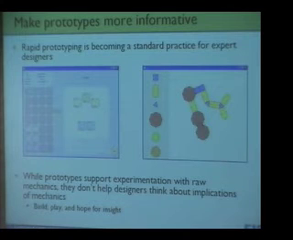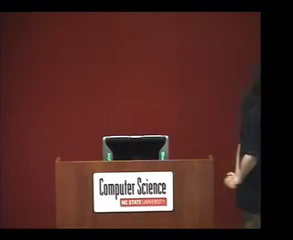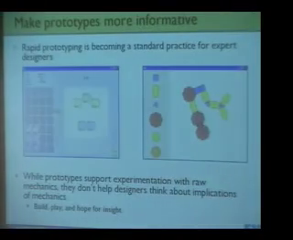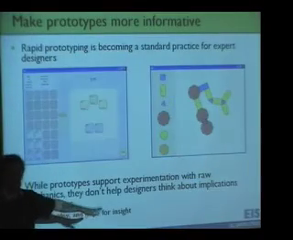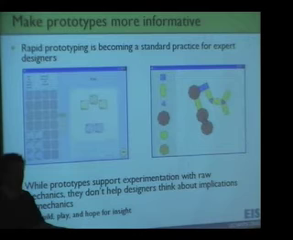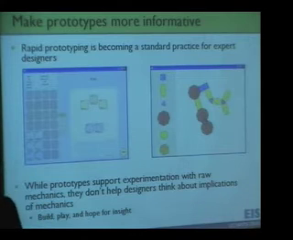It's great that prototypes allow this experimentation with raw mechanics, but they don't help designers think about the implications of mechanics. Right now, with early prototyping style design, there's a build, play, and hope for insight loop. You build one, then you play it yourself, you have people around the office play it, and you hope that in the process you get some insight into your mechanics, whether they were good or bad. And if you build a prototype, play it, and don't really learn anything from it, then that's a failed prototype.